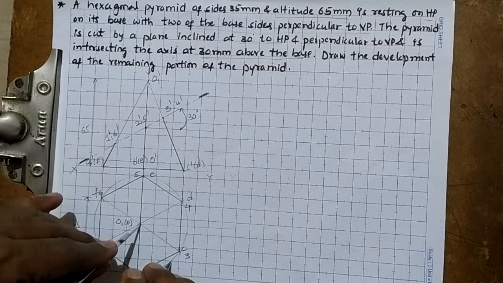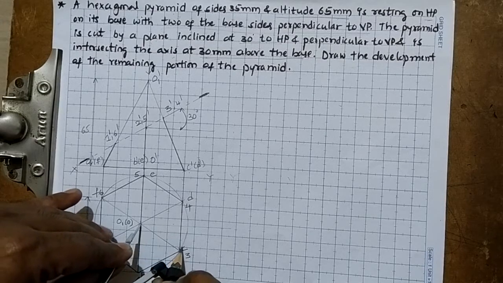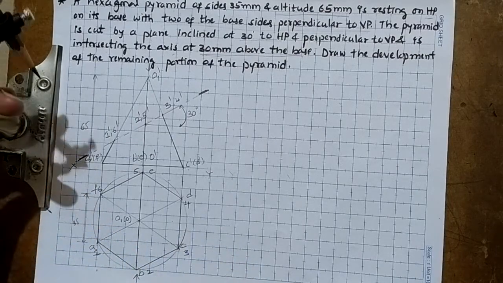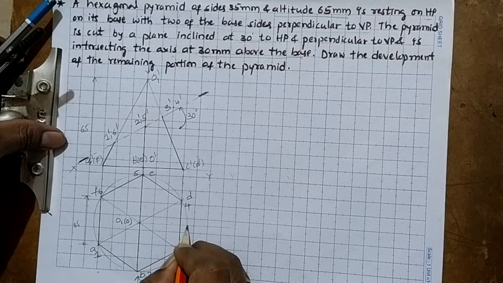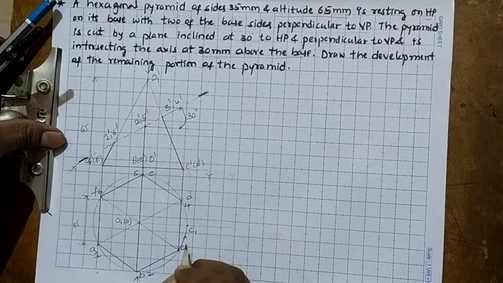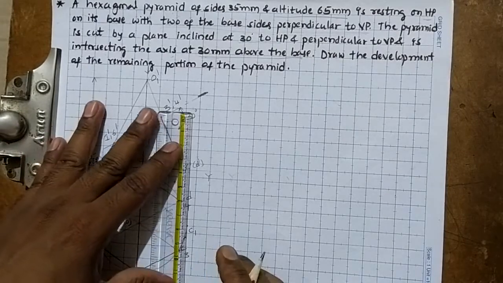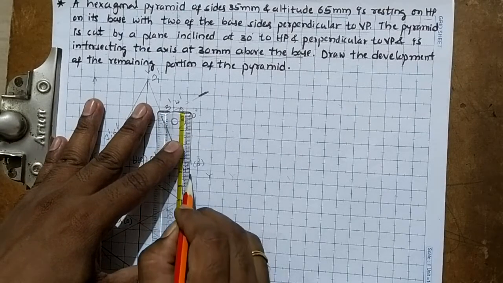I want to make this slant edge horizontal. See, like this, rotate. Okay, now up to this horizontal. Now this slant edge is moving like this. I mark this point as C1. Okay, after that you project this C1 up to this XY line.